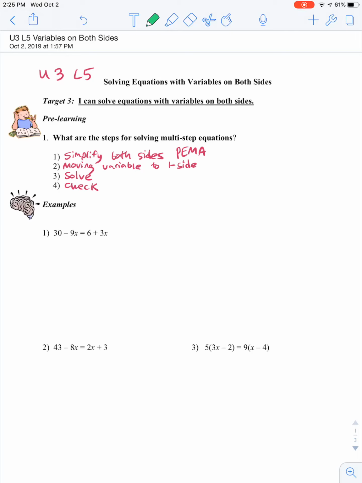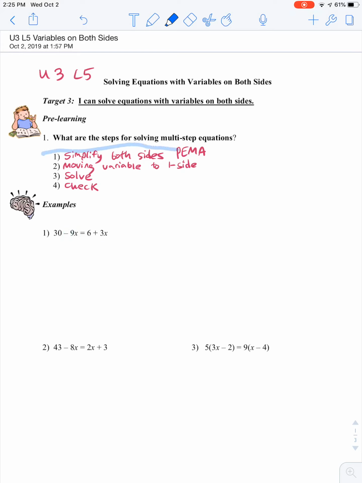All right, this is a video lesson for Unit 3, Lesson 5, which is solving equations with variables on both sides. In this lesson, we're going to be solving, exactly like it sounds, problems that have a variable on both sides. So if you look at number 1, you see that there's an x on both sides. That's the kind of problem we're going to deal with.